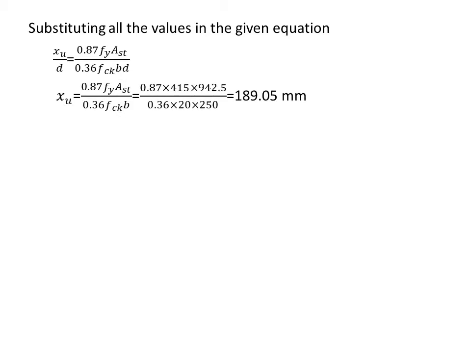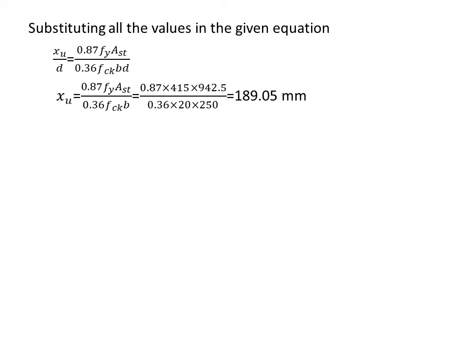We cancel out D here, since we only have to find the neutral axis depth. XU is equal to 0.87 Fy AST by 0.36 FCK B, where D and D get cancelled out on either side. Substitute the values and we'll get the value 189.05 millimeter. Okay, we found out the neutral axis depth.